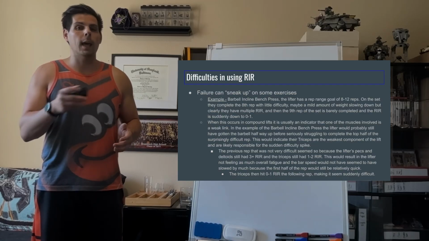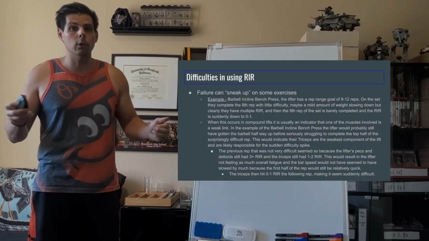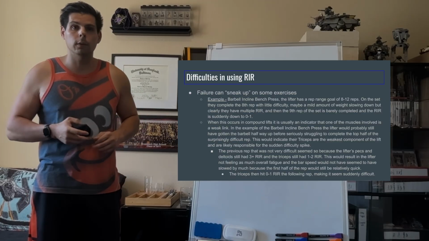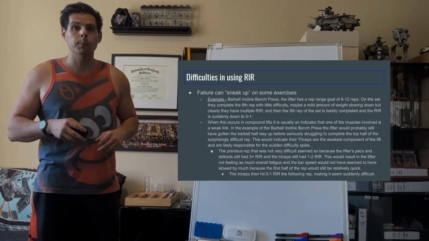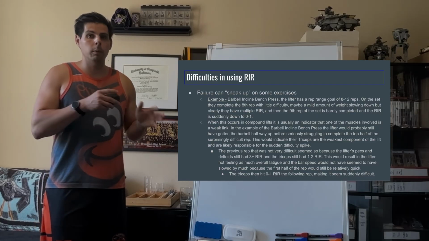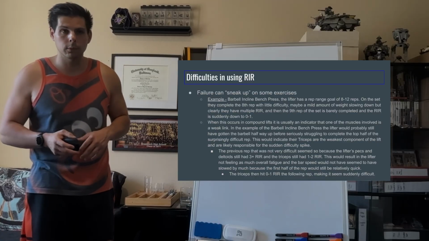And then when they get into that 9th one, the triceps are now down to 0 or 1 rep in reserve. They're no longer able to take advantage of that momentum that the bottom part of the lift has generated, and then all of a sudden that top half is nearly impossible. So that's what happens in the barbell incline example. That type of thinking and framework can also be extrapolated to other compound lifts.